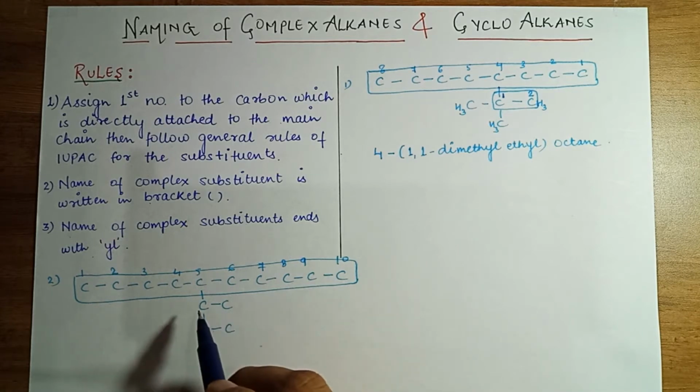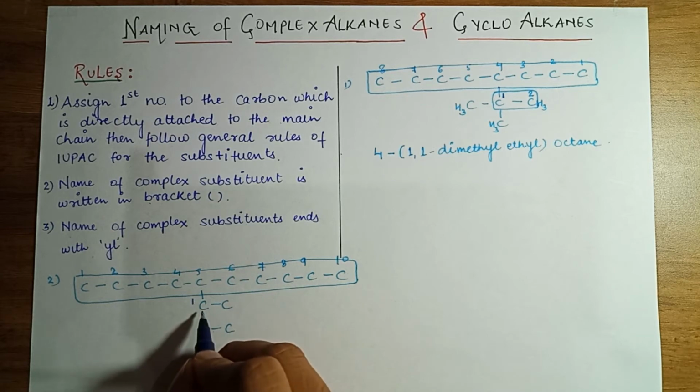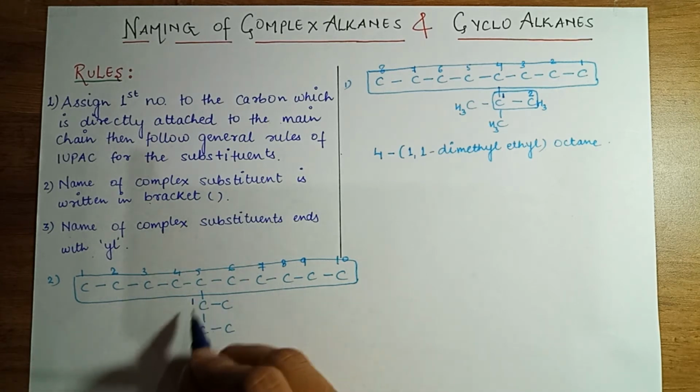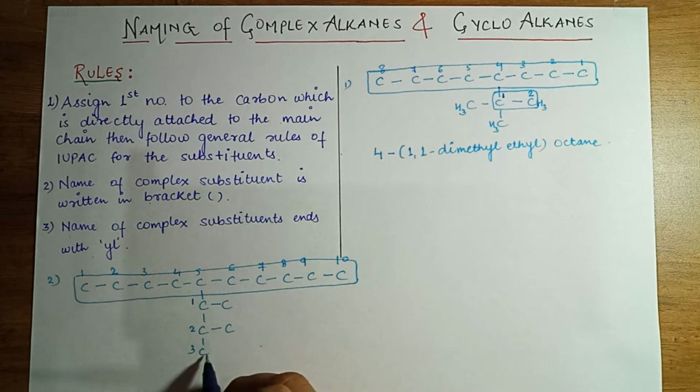Again, this is a complex substituent. What you have to do is give number 1 to the carbon which is directly attached to the main carbon chain, and again follow the IUPAC rules. It means you have to select the longest carbon chain, which is 1 2 and 3. We have 2 substituents.